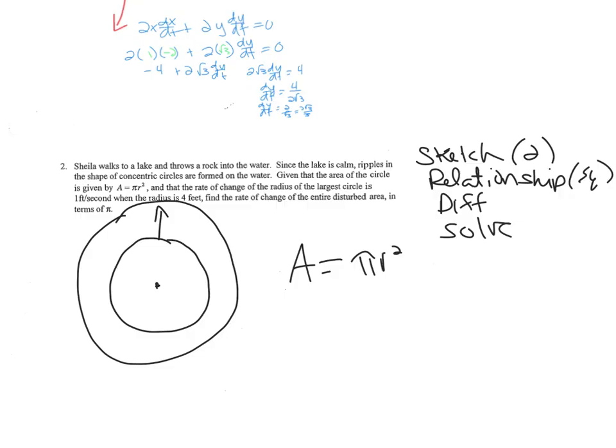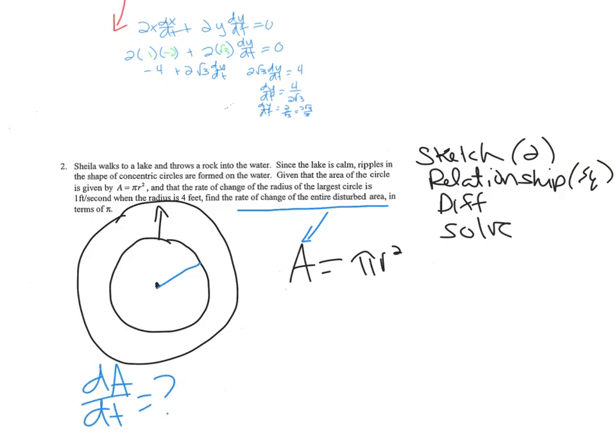Well, notice that when you throw that rock in there, everything is changing, right? The area of this circle is likely getting bigger. The radius is getting bigger. Remember, the radius is a segment from the center to the edge. So both the area and the radius are changing, and we are asked to find the rate of change of the entire disturbed area, meaning how fast the area is changing. Another way to say that is we are looking for dA/dt.